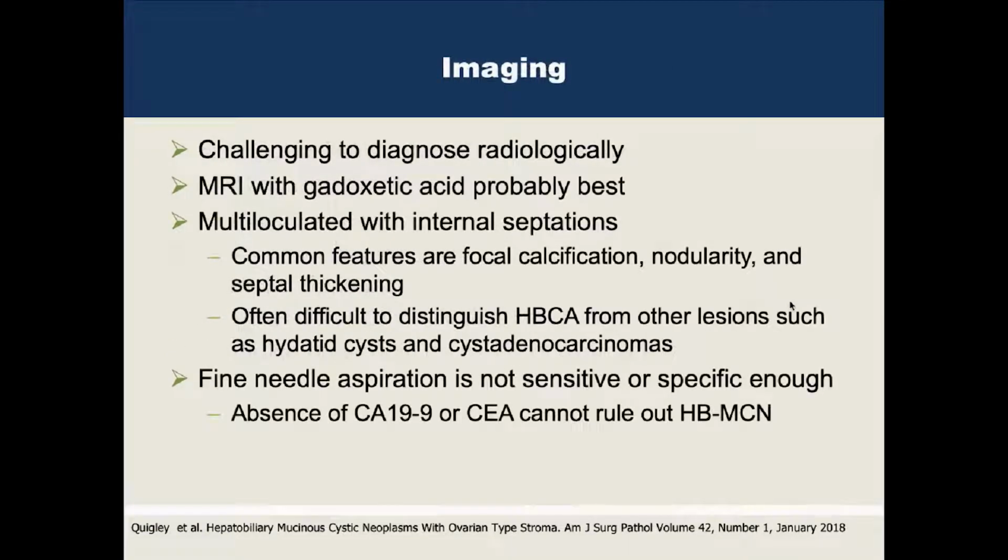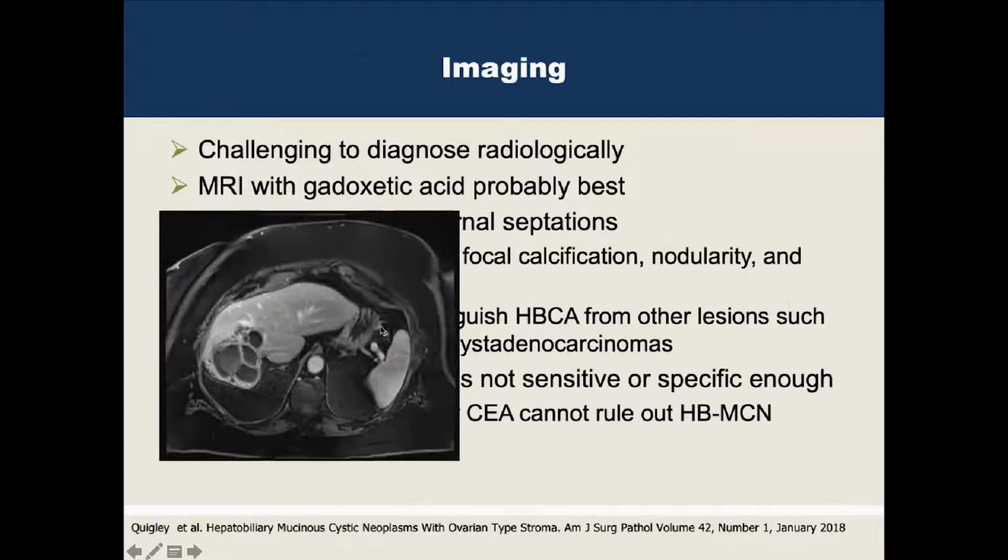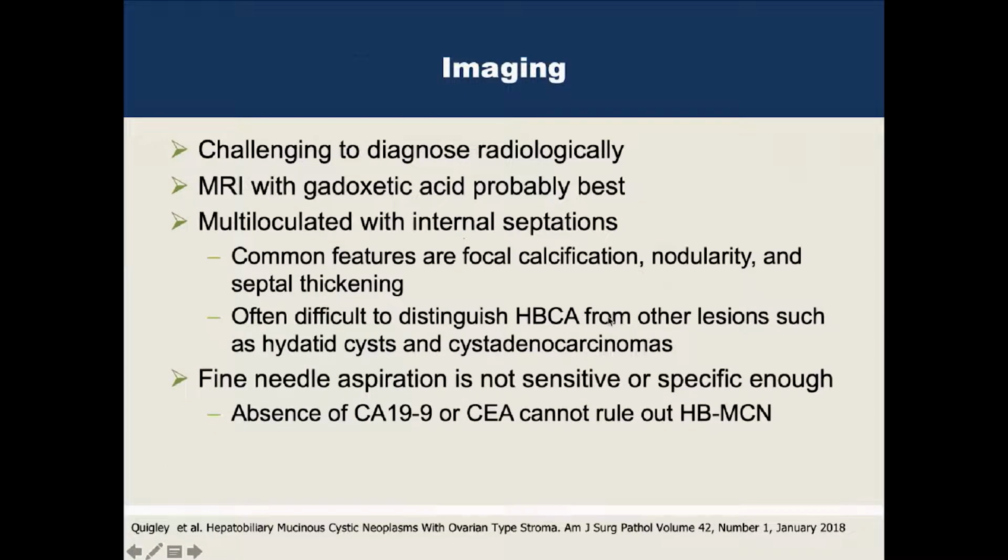These are quite challenging to diagnose radiologically. So most of the time, MRI with contrast enhancement is utilized, and they have a classic picture on MRI. They are multiloculated with multiple internal septations, and these internal septations contrast enhance and are thick. The other features that are characteristic of these tumors include focal calcification, nodularity, and septal thickening, as was noted in the picture. They're very often difficult to distinguish from other lesions such as hydatid cysts sometimes and cystadenocarcinomas.